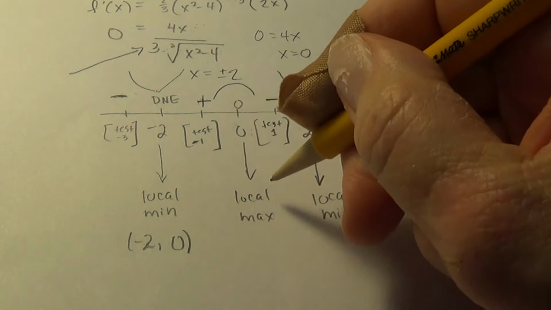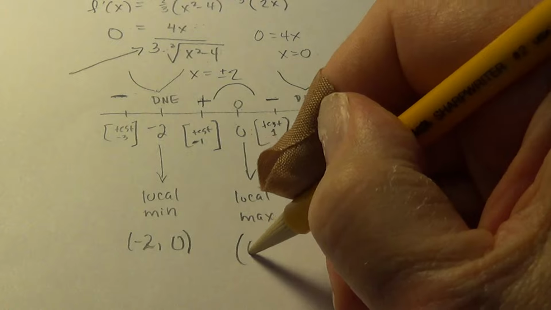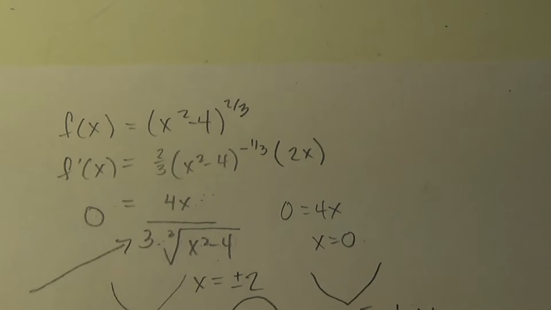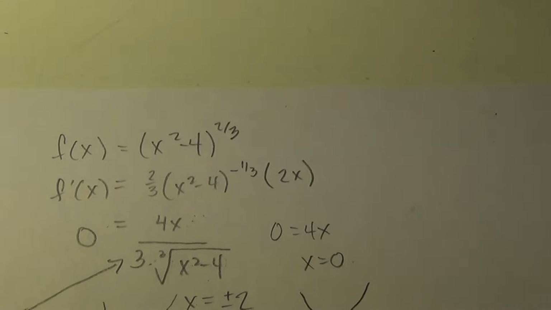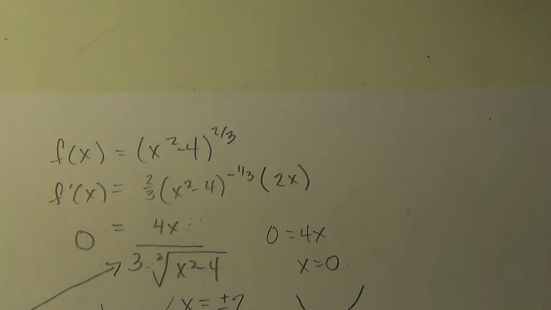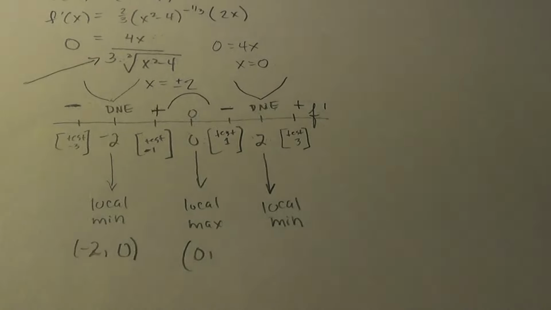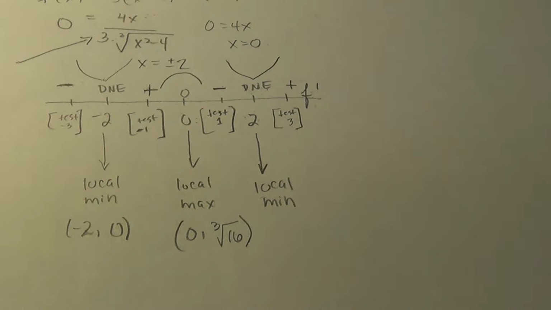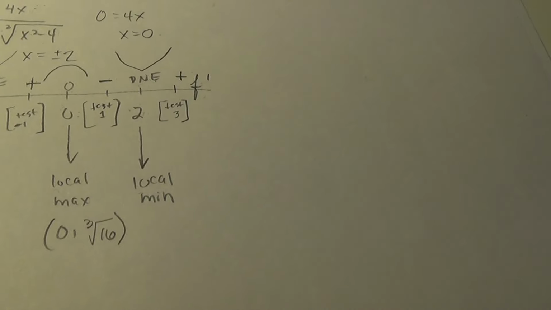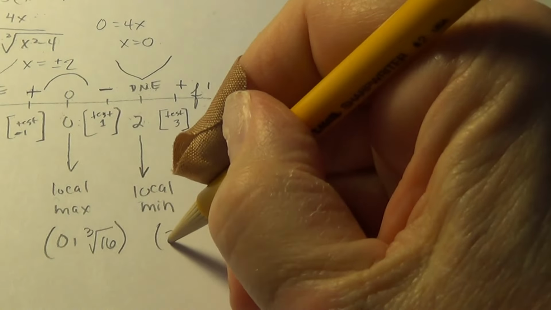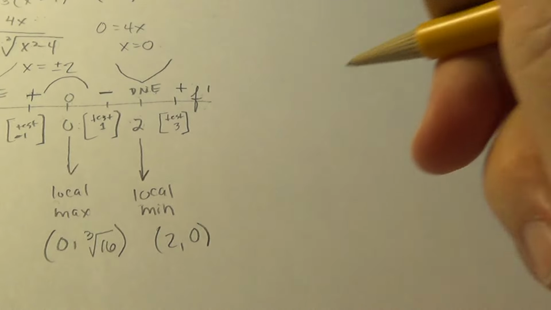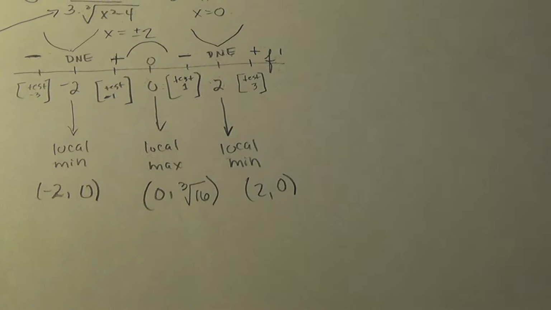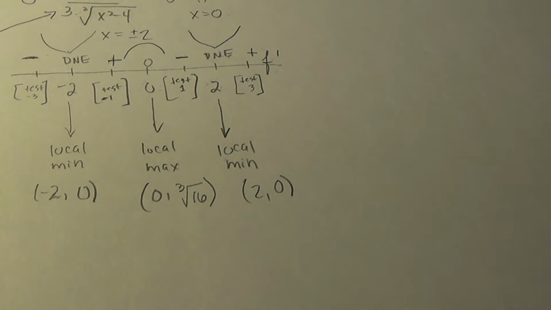Here, this local max occurred at 0. So when I put a 0 up there in the original, I get the cube root of 16. Okay, cube root of 16. That'll do. And then over here, when I put 2 in the original, I get a 0 again. So these are the exact local mins and max of this function.